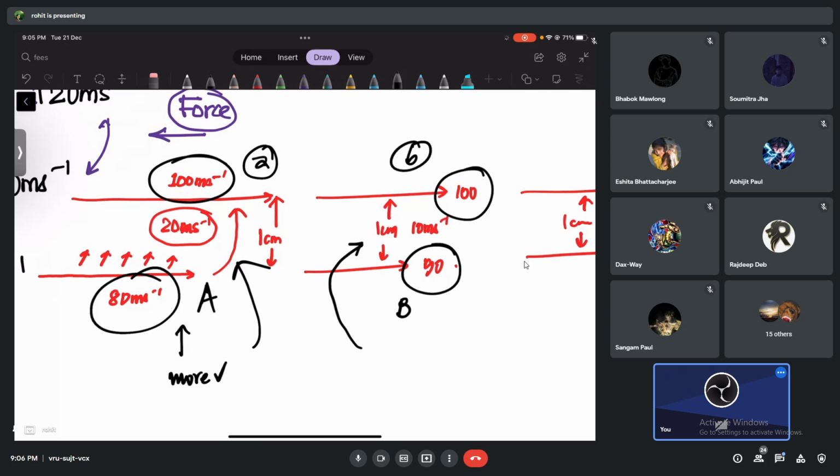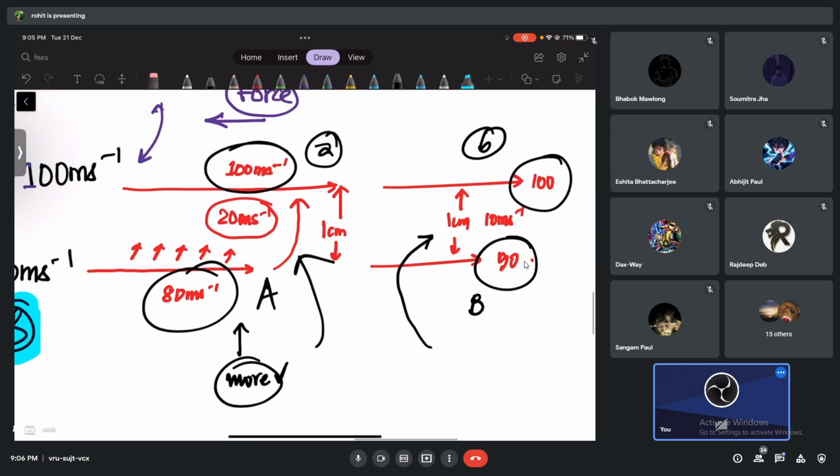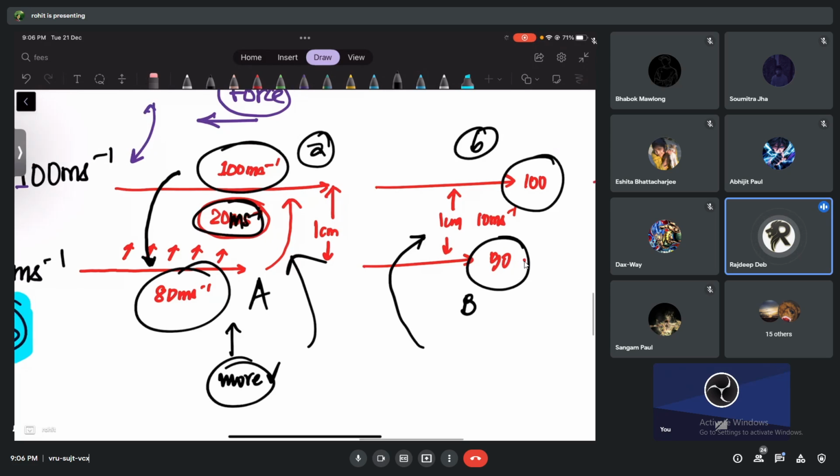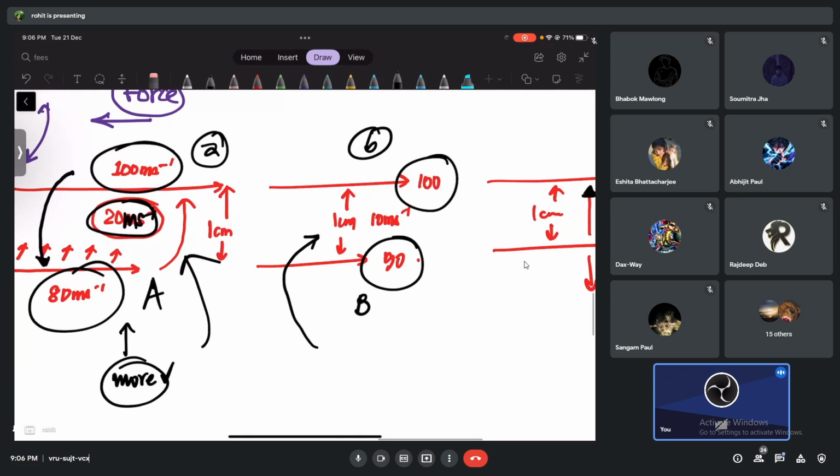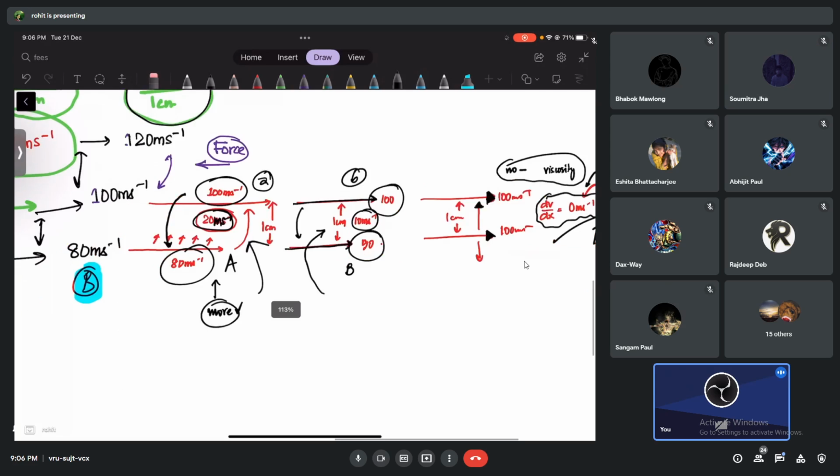More. Why? Simple logic. Because one layer is so good in reducing the speed of the other layer that just by going 1 centimeter, the speed of the other layer changes by 20 meters per second. And in the second case, one layer is not so good in reducing the speed of the other layer that by going 1 centimeter, it changes only by 10 meters per second. But I think you understood.